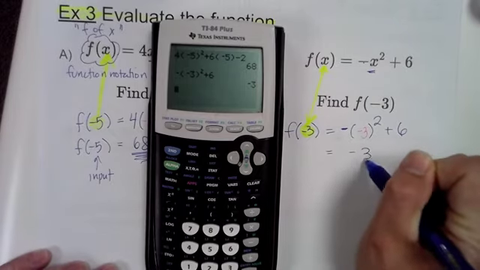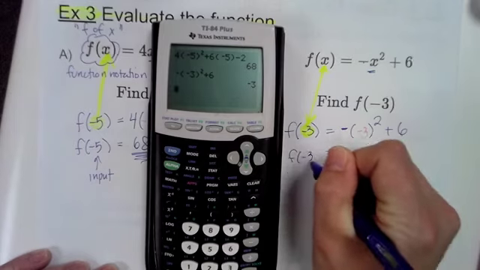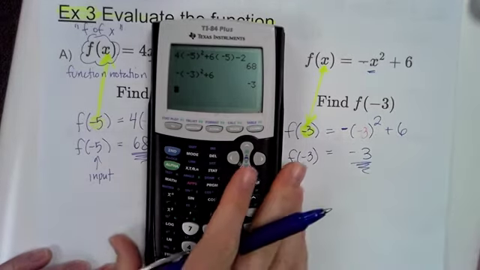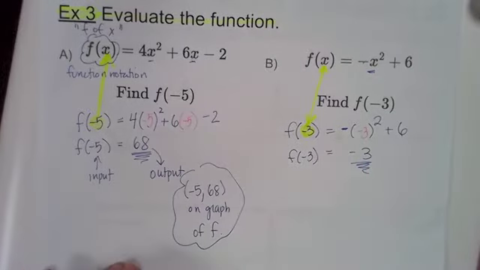And we get -3. All right, this is our output of -3. And we're done. Questions on that?